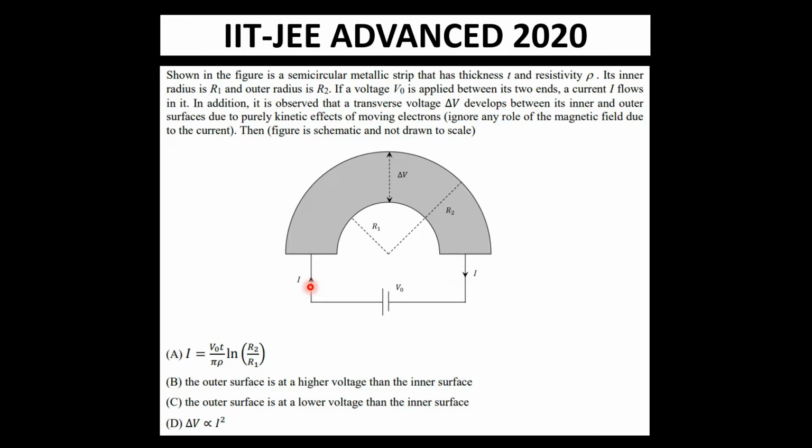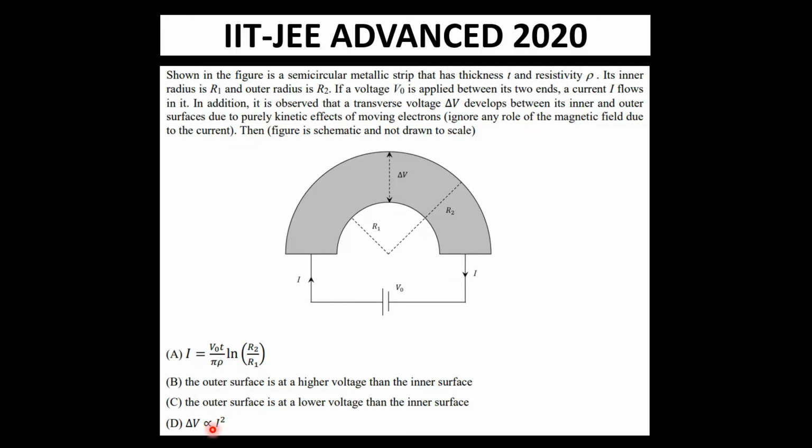In addition, it is observed that a transverse voltage delta V develops between its inner and outer surfaces due to purely kinetic effects of moving electrons. Ignore any role of the moving magnetic field due to the current. Then, which of the following four options, there can be more than one option correct, are correct?